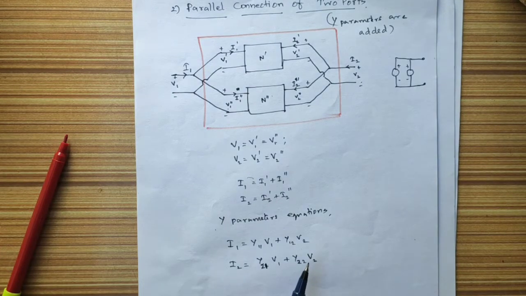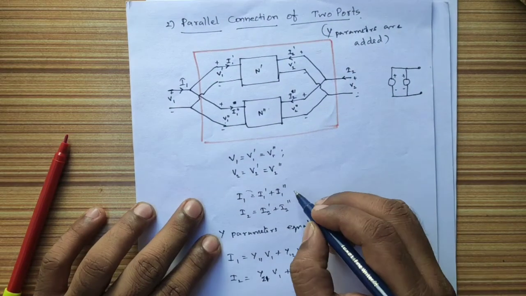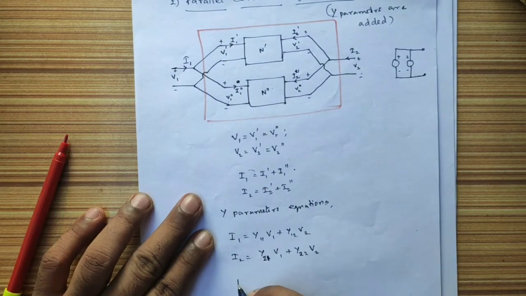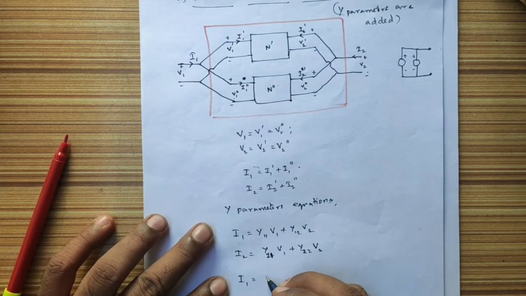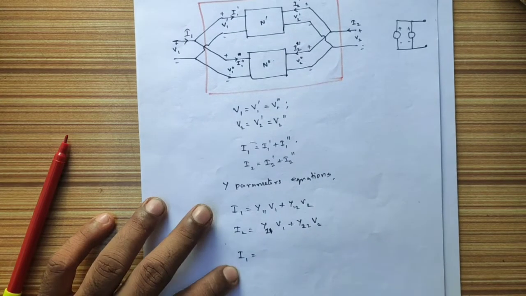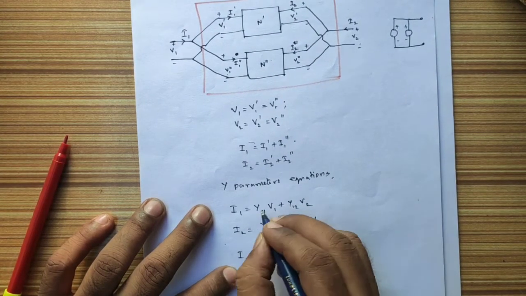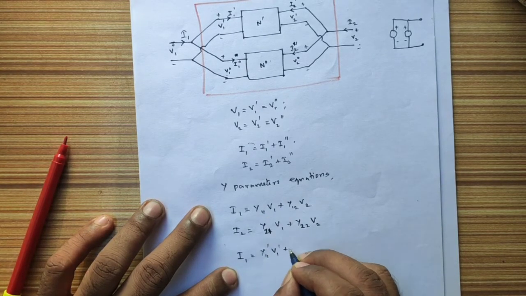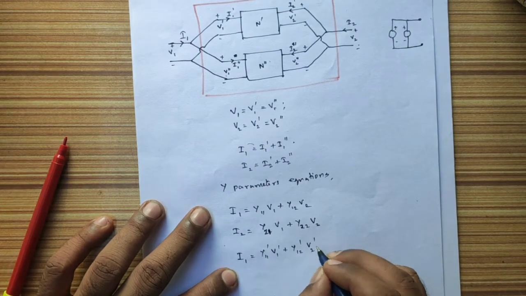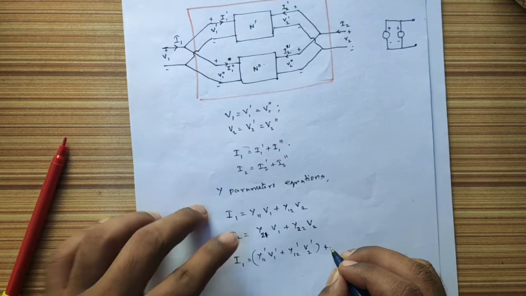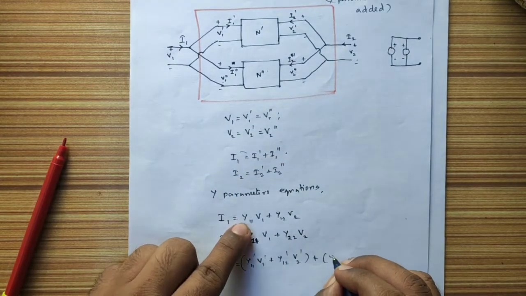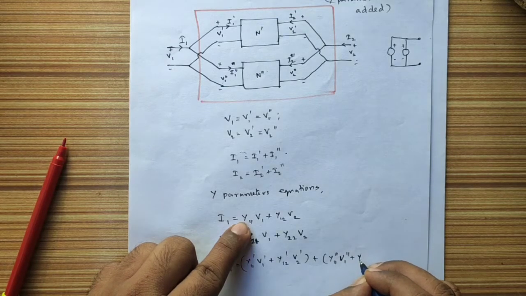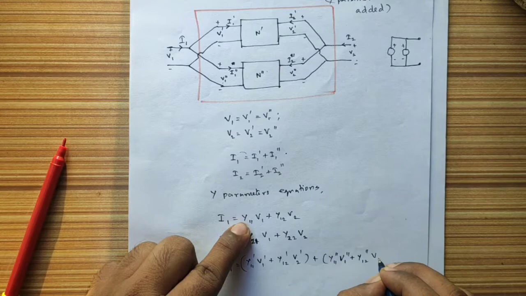Okay. Now I am going to write this equation again. For that I will take these two parameters. So now the resultant equation will be I1 equals I1 dash, that is Y11 dash V1 dash plus Y12 dash V2 dash, that is the first equation, plus I1 double dash, that is nothing but Y11 double dash V1 double dash plus Y12 double dash V2 double dash.